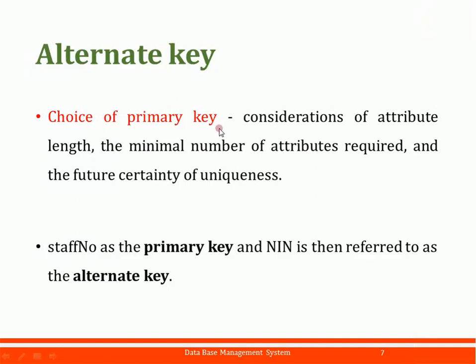Choice of the primary key is based on the considerations of the attribute length and the minimal number of attributes required and the future certainty of uniqueness. The keys should not change in future, that is the certainty of uniqueness. Staff number here is chosen to be the primary key, and NIN is then referred to as the alternate key.